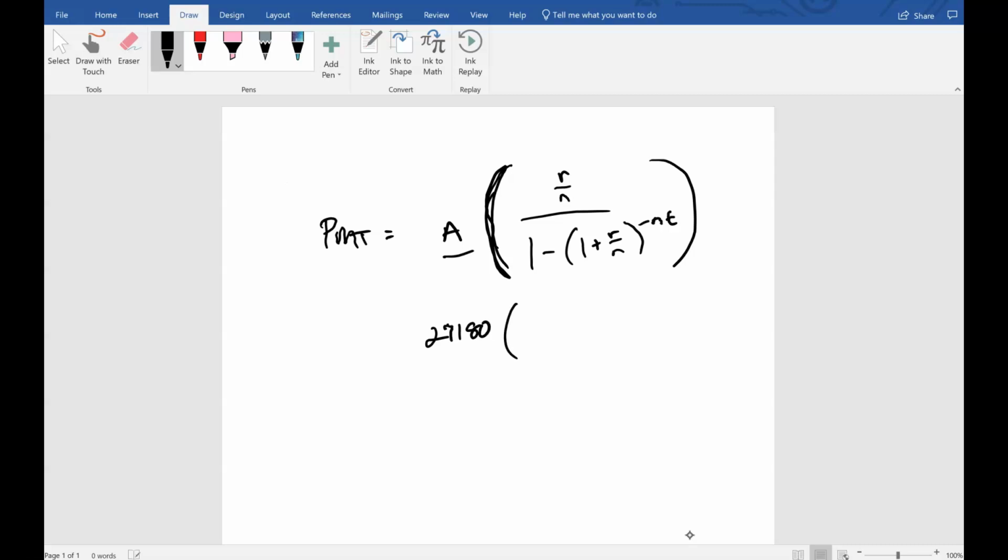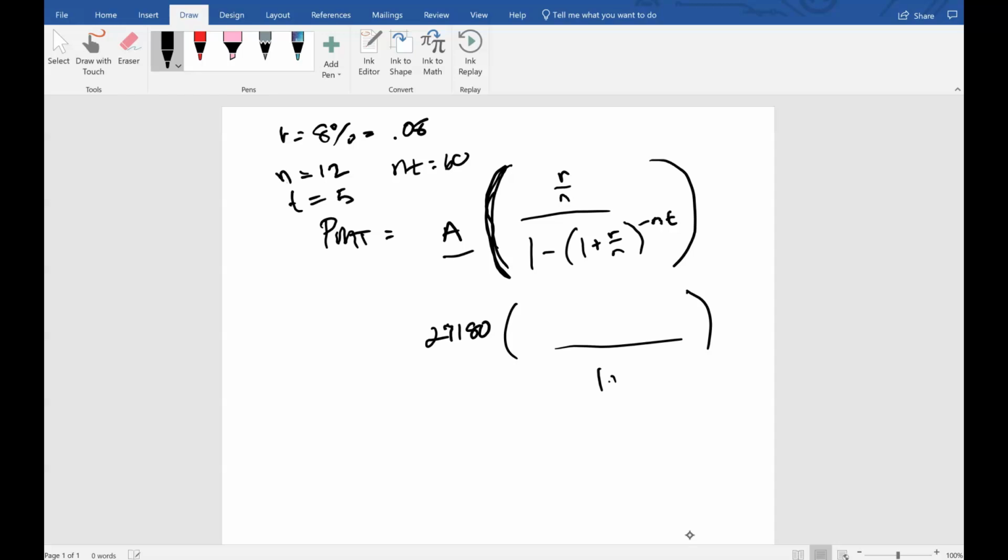27,180 was our purchase price. Our interest rate was 8%, so that's equal to 0.08. N was 12 because there are 12 months in a year, and T was 5. So we can go ahead and multiply N times T. 12 times 5 is 60. So that'll be our exponent inside the parentheses for the denominator.